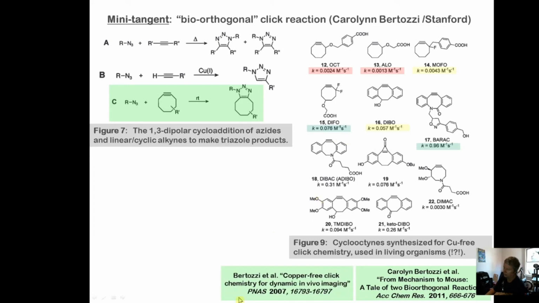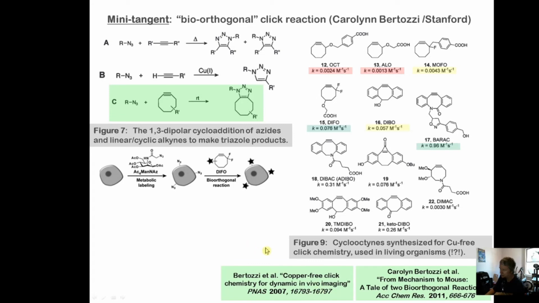Okay, so here's a couple of results from another paper they did in the Proceedings of the National Academy of Sciences: Copper-free click chemistry for dynamic in vivo imaging. Okay. In vivo imaging is kind of doing imaging of a living organism, which is pretty crazy. Think about this a bit.